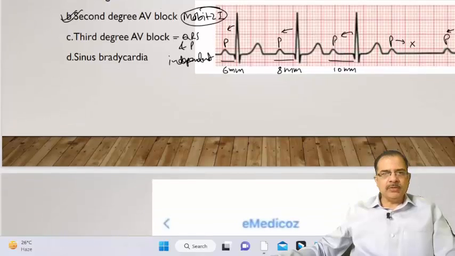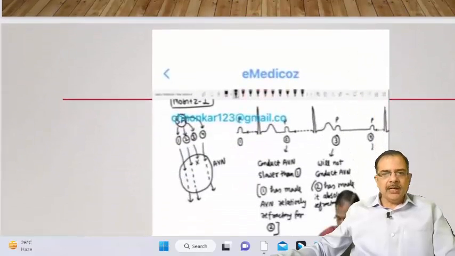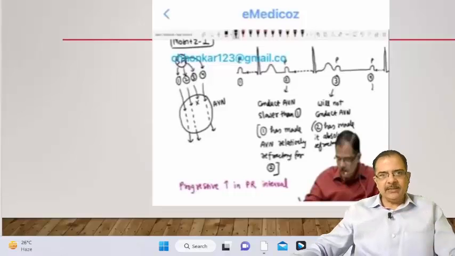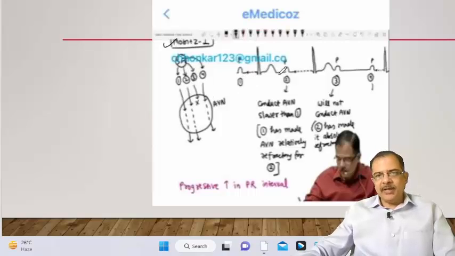Now coming to the next question. This has been done in your live classes, eMedicoz classes, Mobitz type 1, with the exact mechanism, diagram based, and how it is converted into the ECG finding.